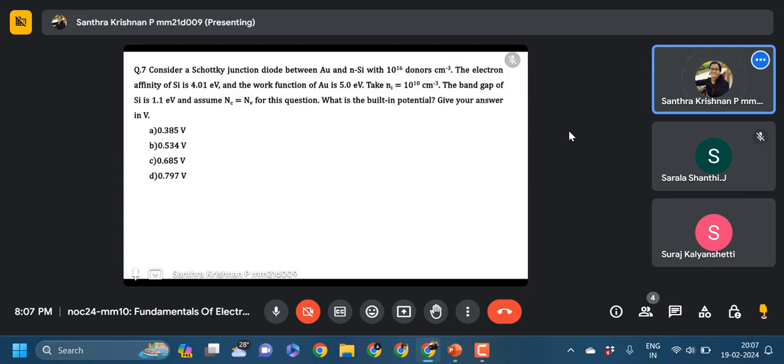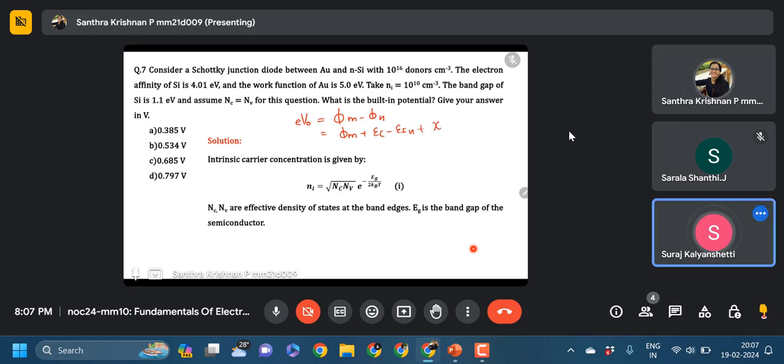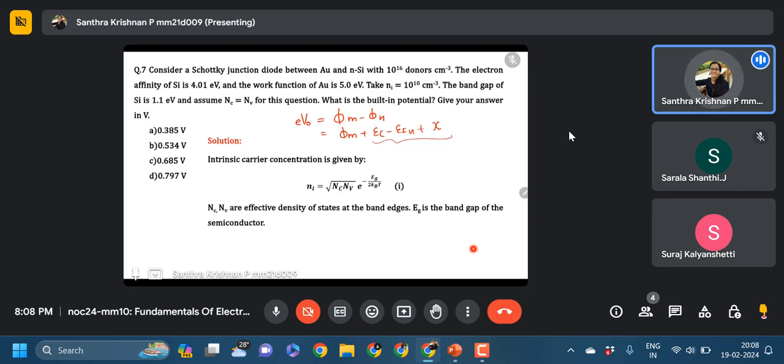Okay. So the first part, we have kept this aside, right? Phi m minus phi n is equal to EV0, from the figure that we had drawn. That one you can write as phi m minus, plus, well, EC minus EFN minus psi n. Sorry, plus psi n, psi semiconductor. Is this part clear? How we have converted phi n to this thing. Is that part clear?